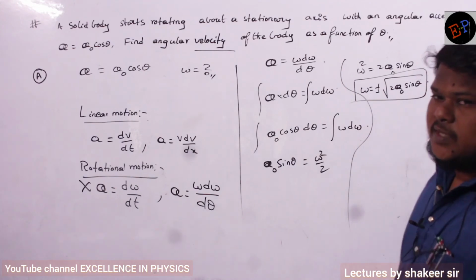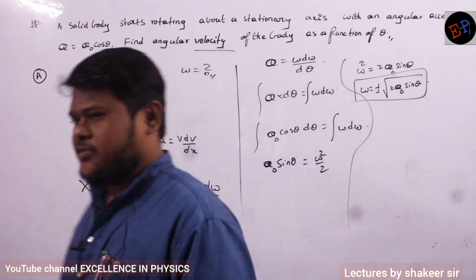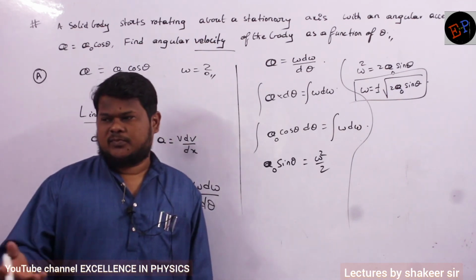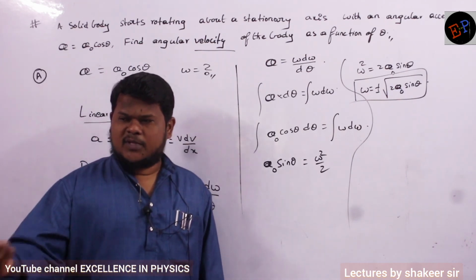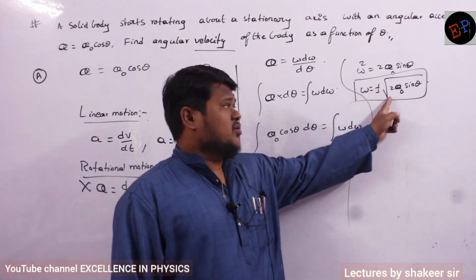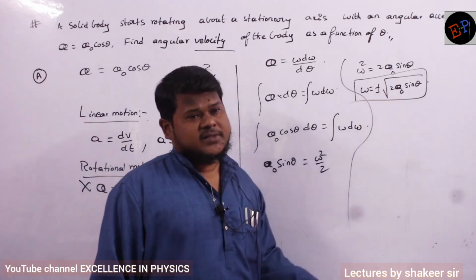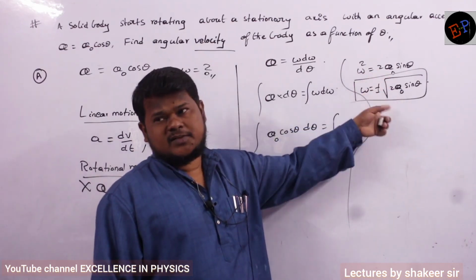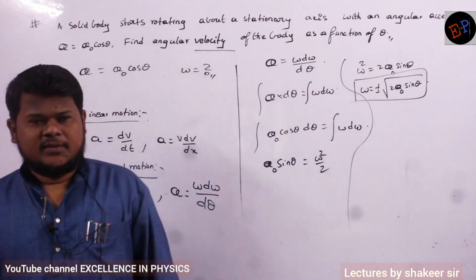So the answer may be plus, and may be minus also, because minus 2 into minus 2 is plus 2, and plus 2 into plus 2 is also plus 2. Are you able to understand? So plus root 2 alpha naught sin theta and minus value will give the same value. So the answer may be plus also, may be minus also.